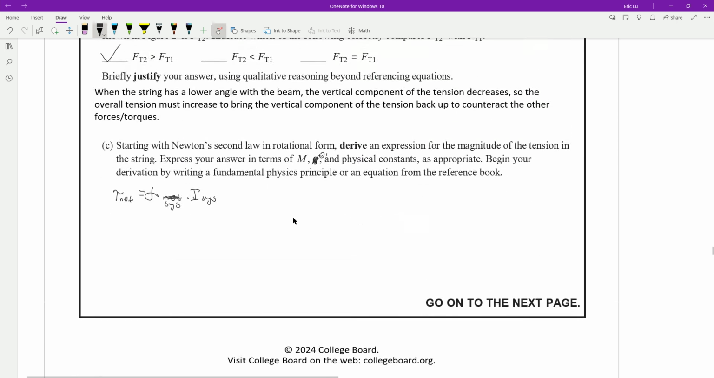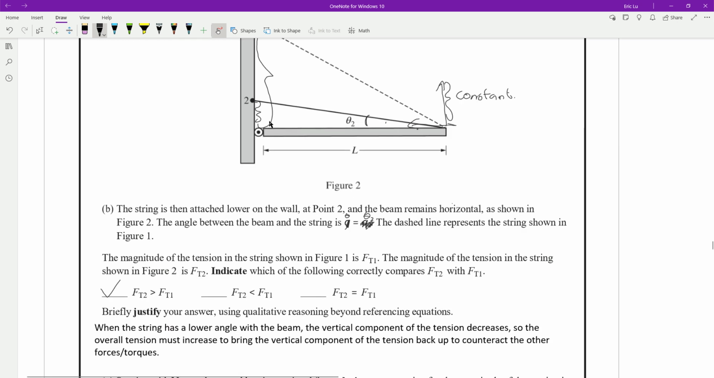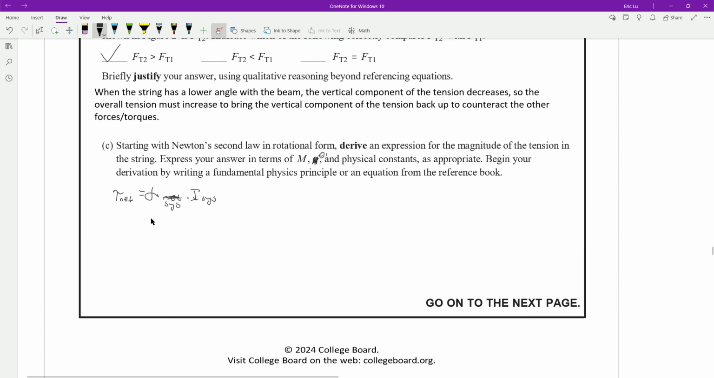And now we know that net torque equals zero. This is because the beam is not moving, it's not being rotated, so the net torque would be equal to zero. Since we know that the inertia of the system is a non-zero number, the inertia can never be equal to zero. That means that the total net acceleration equals zero.